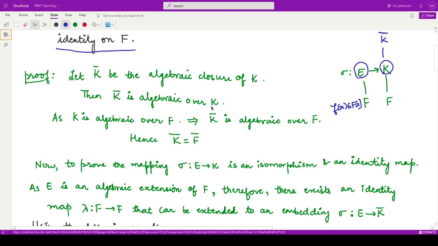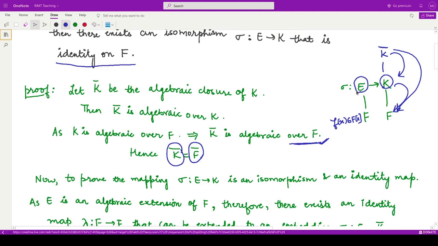If K bar is algebraic over K, and K, being a splitting field, is algebraic over F, then K bar would also be algebraic over F. Why? Because we know that an algebraic extension of an algebraic extension is an algebraic extension. So K bar is algebraic over F. From here we say that the closure of the field F, represented by F bar, is equal to K bar. So the closure of K is equivalent to the closure of F.